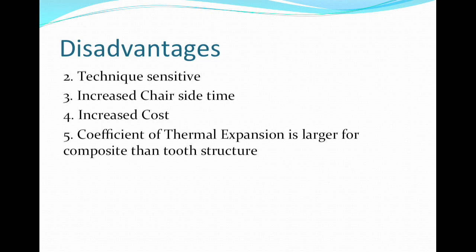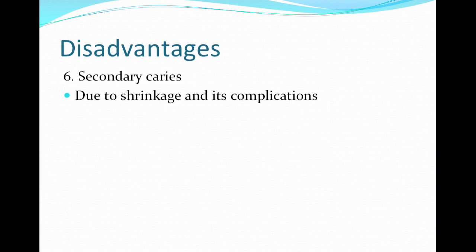And the last thing is that the coefficient of thermal expansion is larger for composite than tooth structure. Thermal expansion is that property of a material that changes the volume at different temperatures, and composite is worse than tooth structure. The problem with this expansion and contraction with temperature is it can lead to failure and microleakage. And then, of course, secondary caries due to shrinkage.